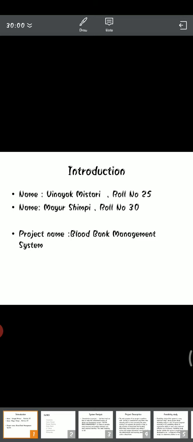Our project is the blood bank management system. In this blood bank management system, we are taking these points: introduction, system analysis modeling, design model, UI design, implementation. System analysis: it is the blood bank management.